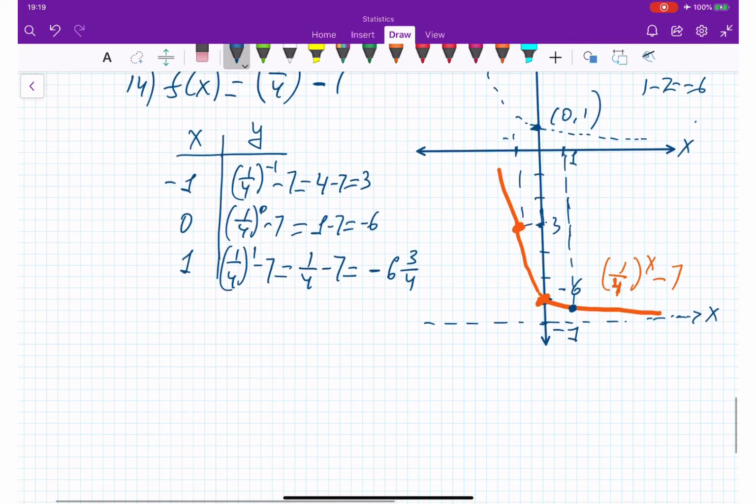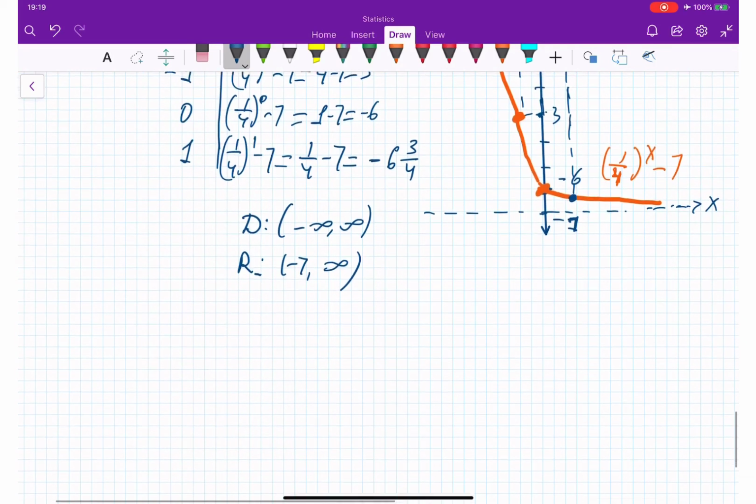Okay, now domain. Obviously negative infinity, positive infinity. Range is going to start from where? That's right, negative 7, positive infinity.